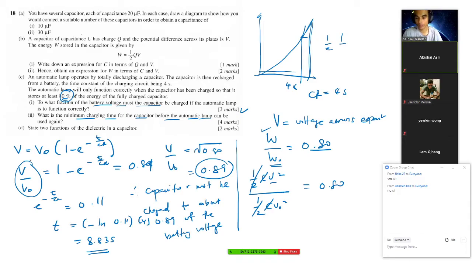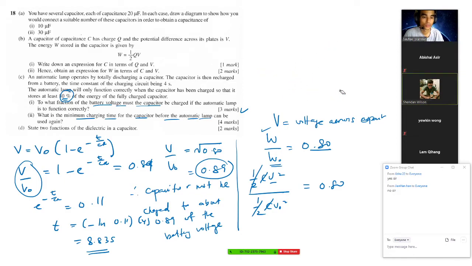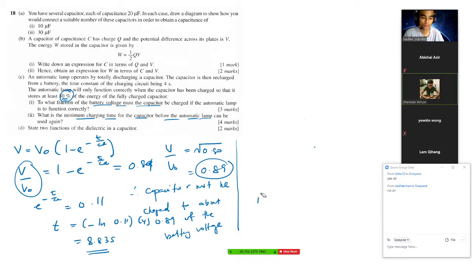State 2 functions of the dielectric in the capacitor. Sheridan, are you there? Yes, sir. What's the answer for D? What is the function of the dielectric? There are 2 marks. One is to increase the effective capacitance of the capacitor. Correct, increase the capacitance of the capacitor.